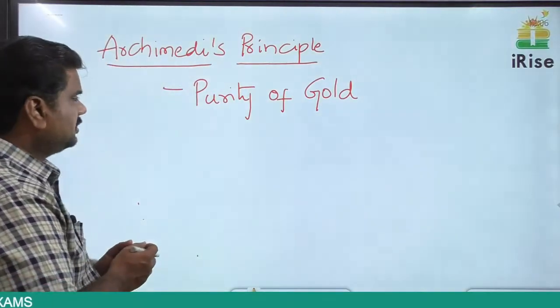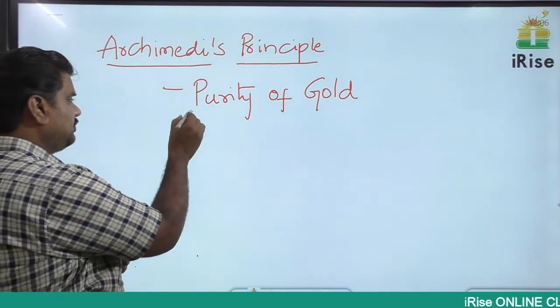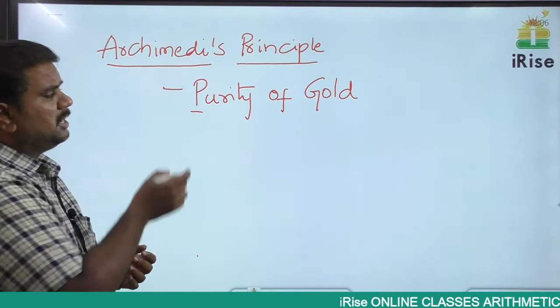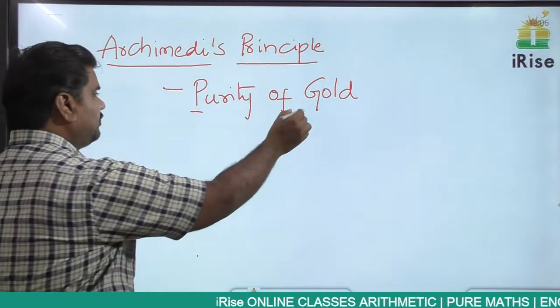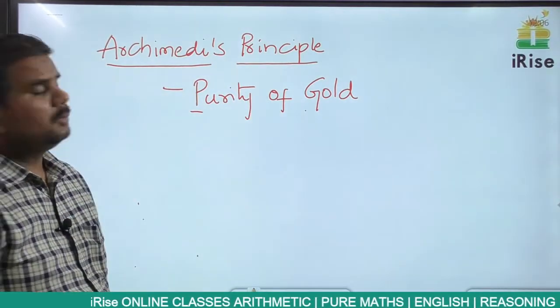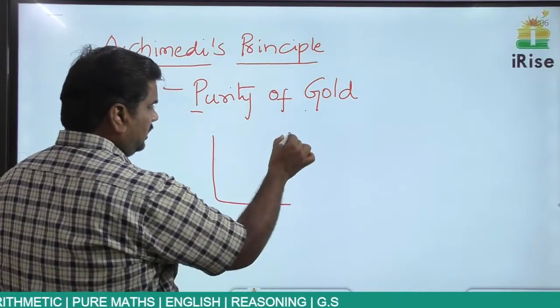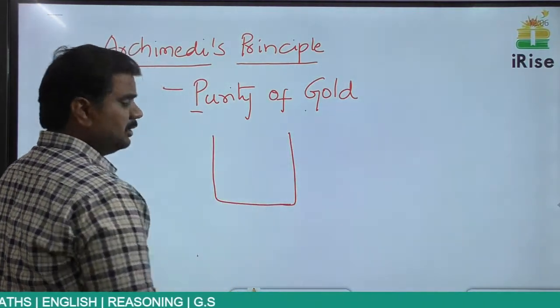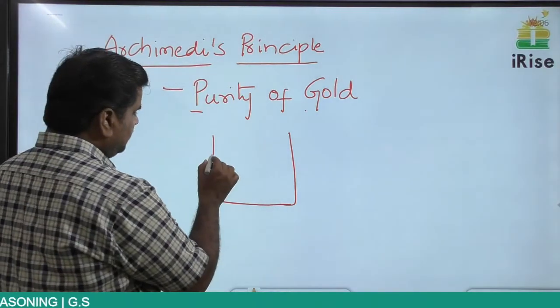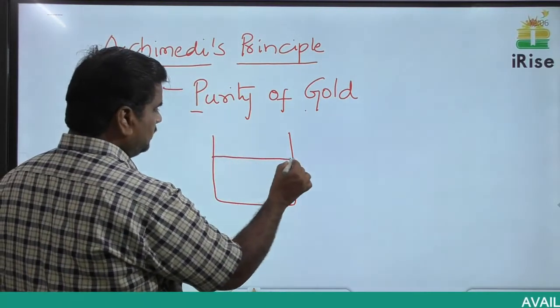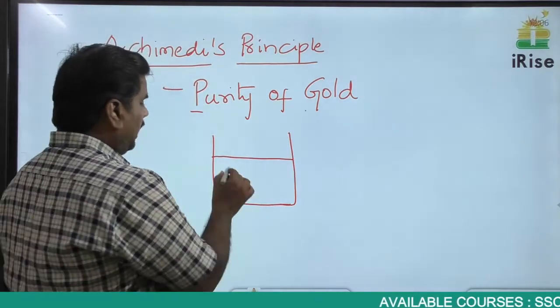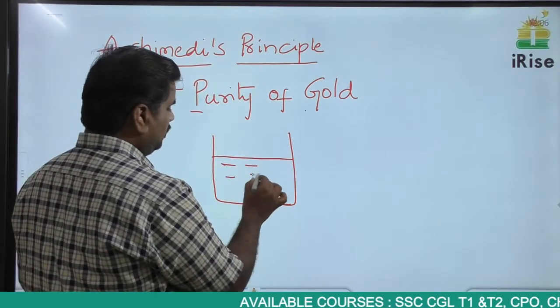So the first and foremost thing is that it was used for finding out the purity of a particular substance. In the earlier instance, it was used for finding out the purity of gold. Now according to this principle, suppose I take a beaker which is consisting of water up to this particular level. Up to this level we have a certain amount of water.